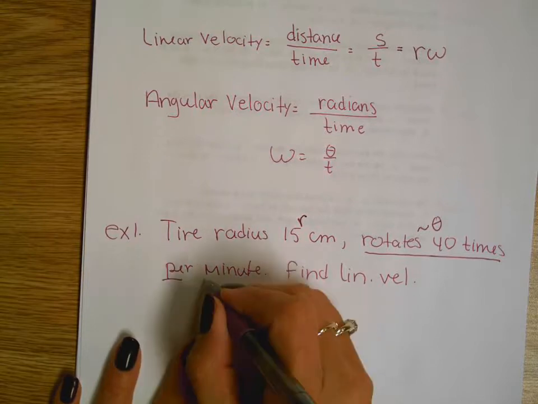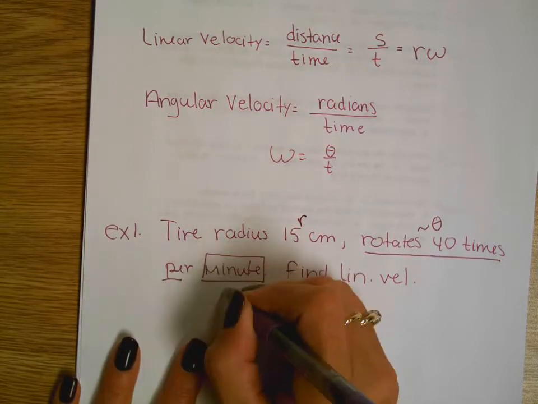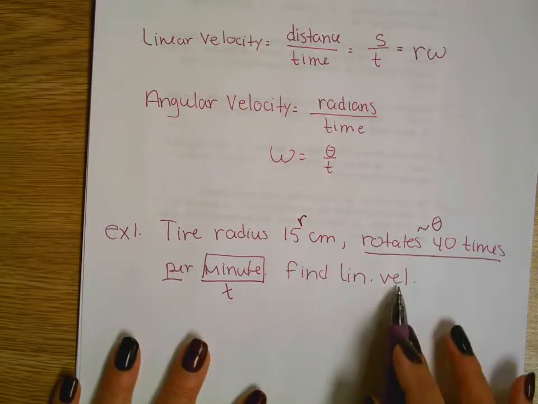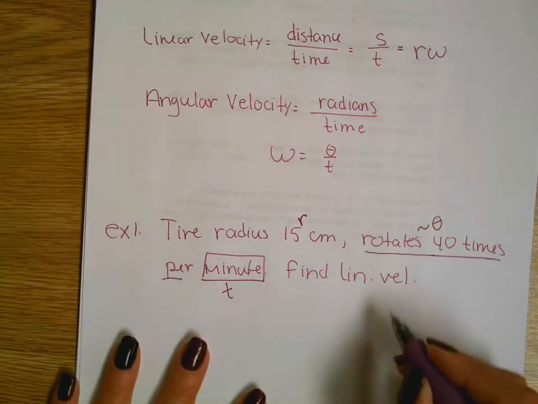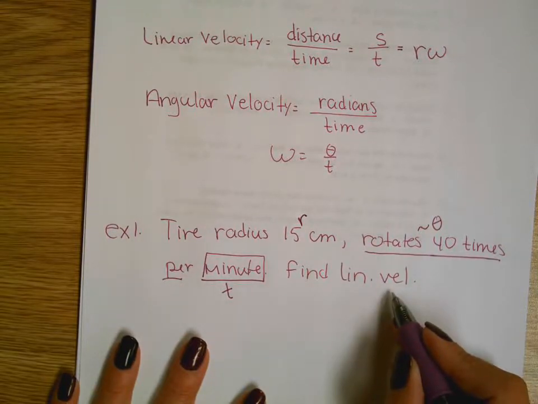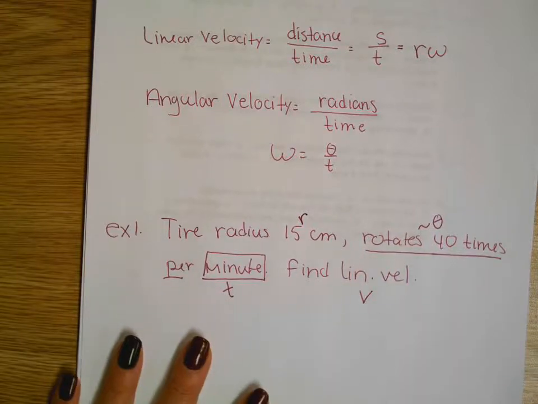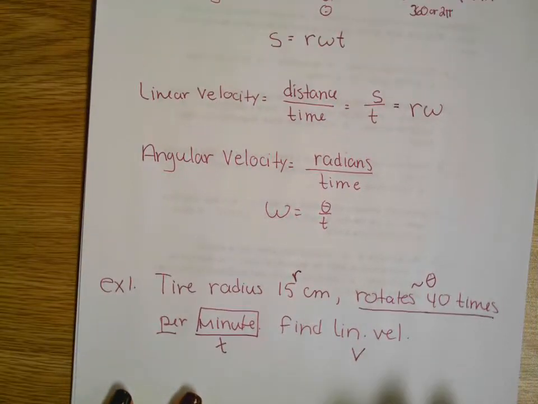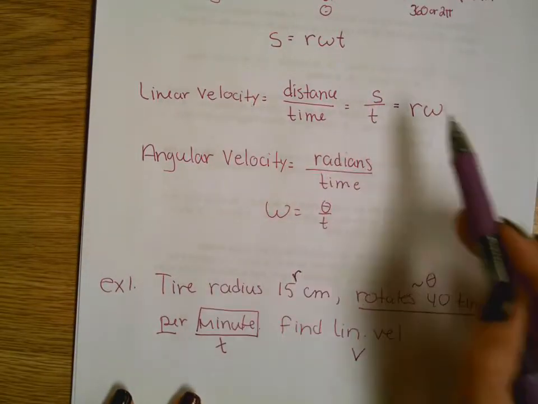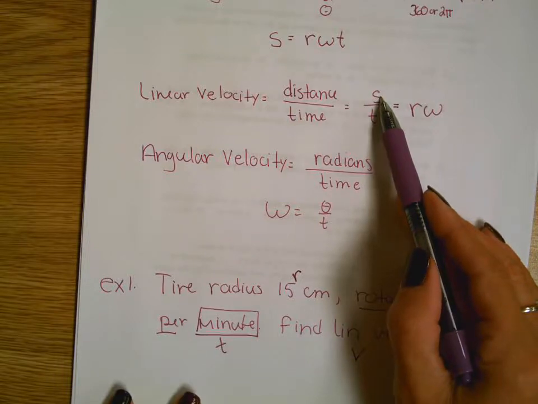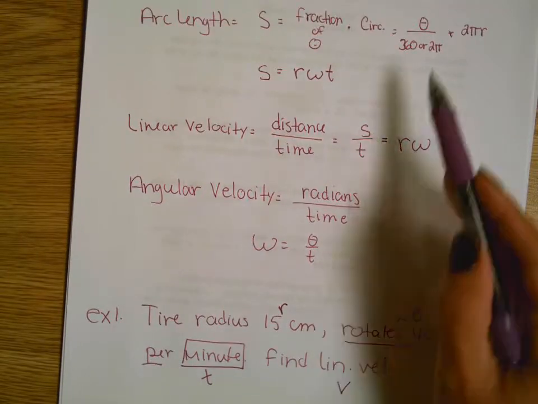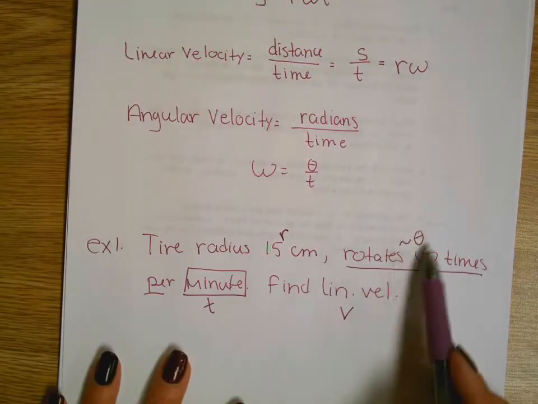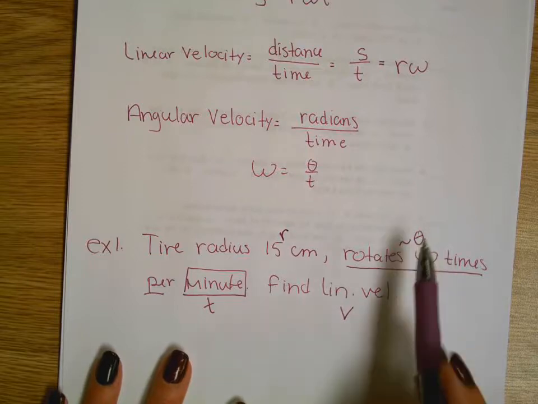Then we got per minute, so 1 minute is our time, and then we're finding linear velocity. What symbol is linear velocity? Big V. So, if we look at linear velocity, do we have enough to find the s? And do we know the t? Well, the s requires us knowing the angle measure and r. And we have that, angle measure and r. Well, we're going to have the angle measure. So I need to get this to theta.